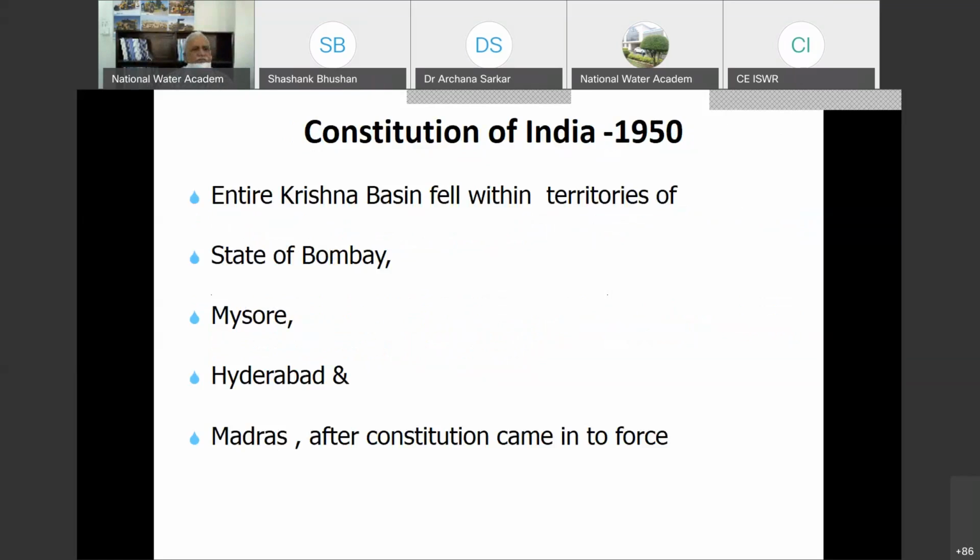After independence, the Government of India applied the Constitution in 1950. Most of the princely states were merged as one India, and therefore Bombay, Mysore, Hyderabad, and Madras became dependent on the Krishna basin water.